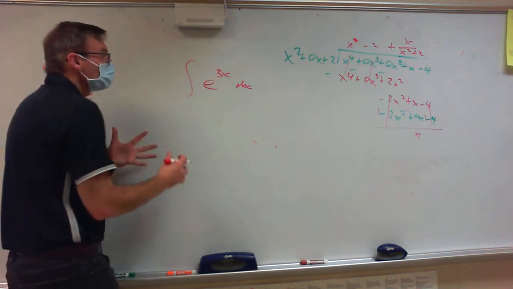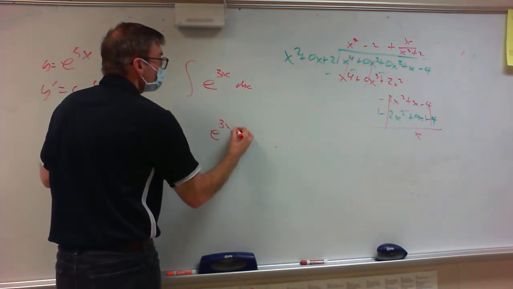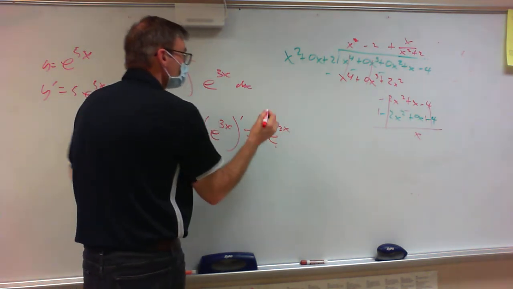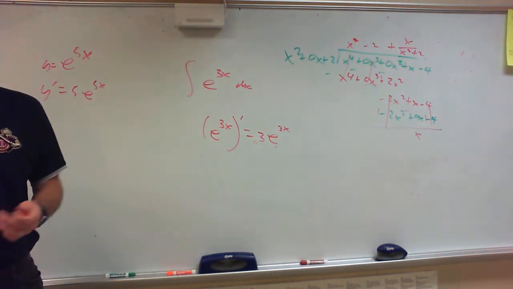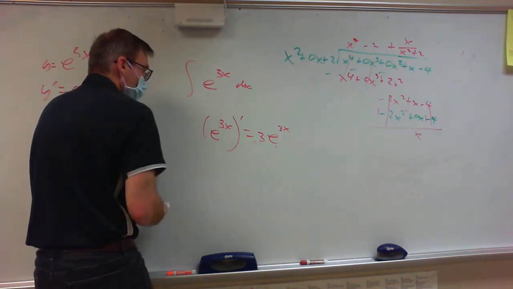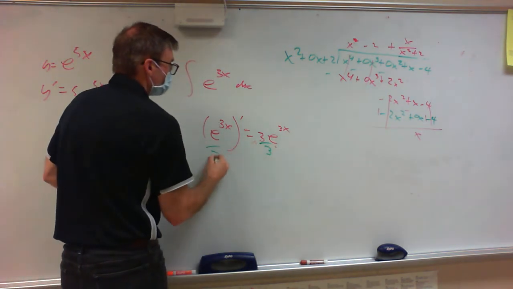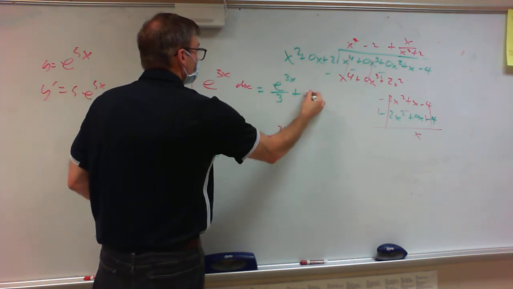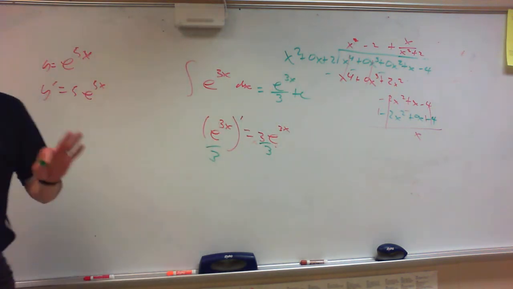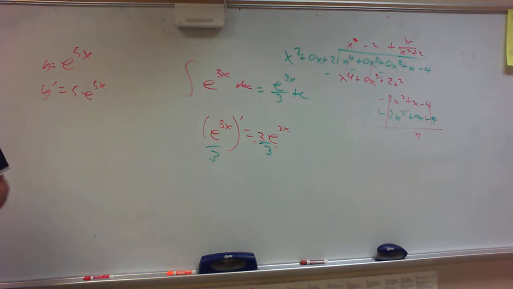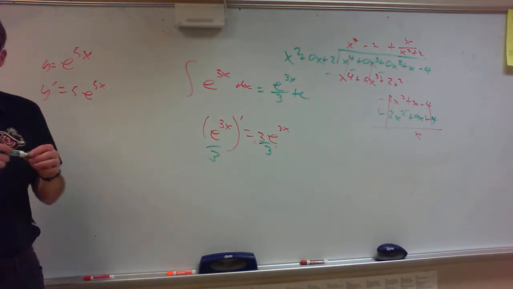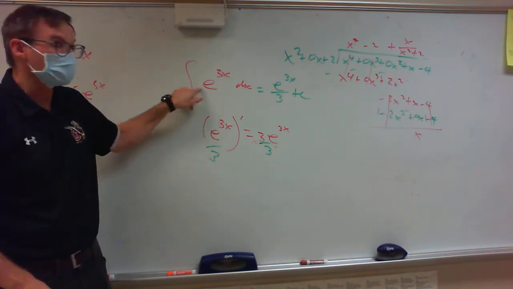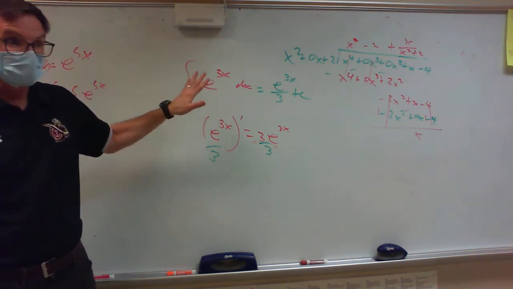So if we can look at this and say, well, I think it's going to be e to the 3x. When I take the derivative, I get e to the 3x times the 3. So what do we need to do to fix it? Divide by 3. And so this is going to give me e to the 3x over 3 plus c. Does that make sense? Remember, the goal of an integral is give me something that when I take the derivative, I get this. That's the goal.